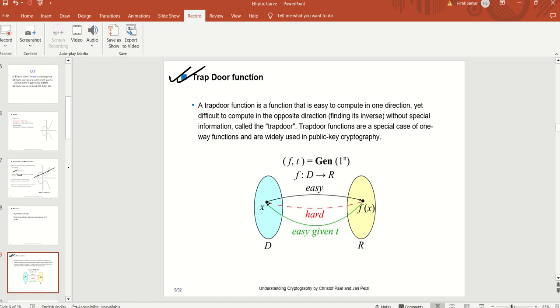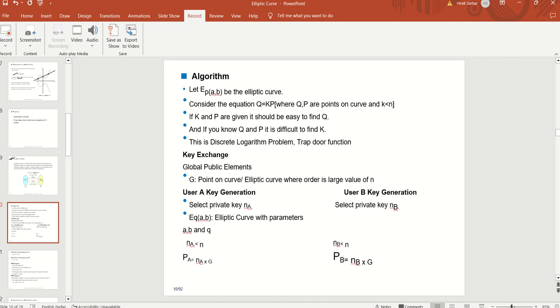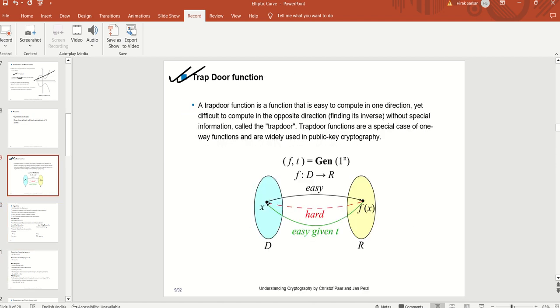There are certain algorithms you can search on the internet that follow the trapdoor function. Let me explain this diagram as well. When you are going from x to f(x), the function, it is very easy, it's written here as easy, but when you try to go back, it's very hard. But it's easy if given t. So t is the trapdoor. This is a trapdoor function.